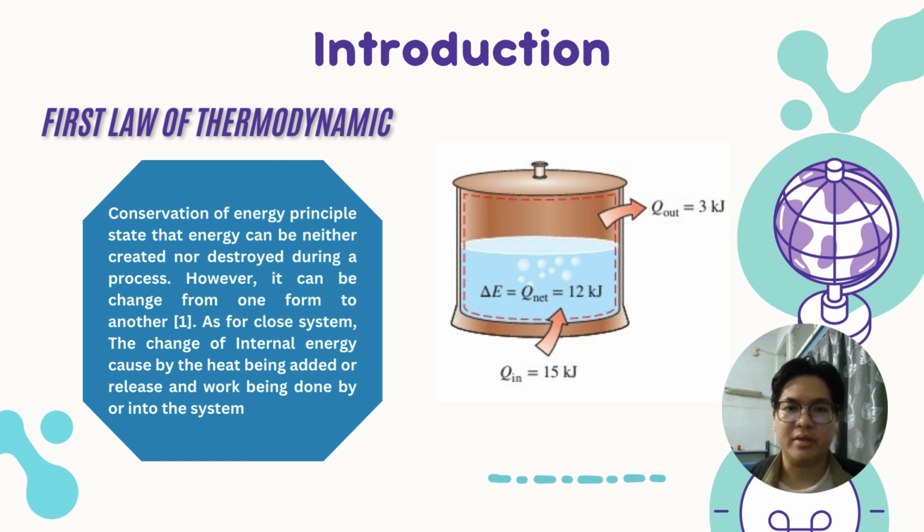Now we are at the part of the introduction. So, what is the first law of thermodynamics? It is the conservation of energy principle, which states that energy can be neither created nor destroyed during a process. However, it can be changed from one form to another. In a system, the change of internal energy is caused by the heat being added or released and work being done by the system or into the system.